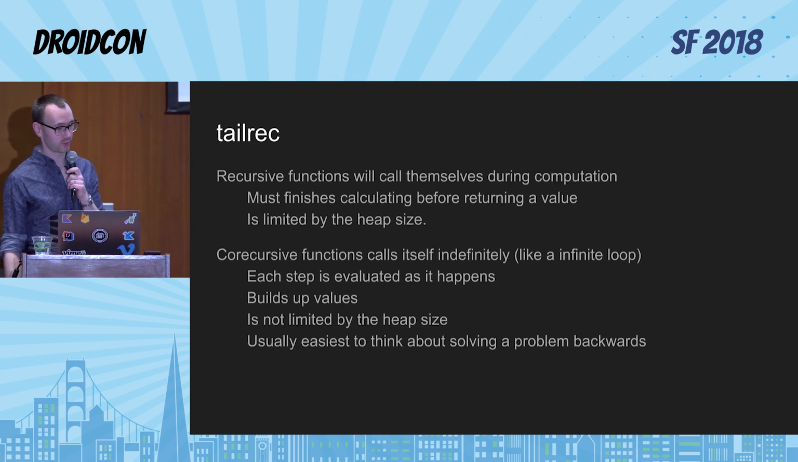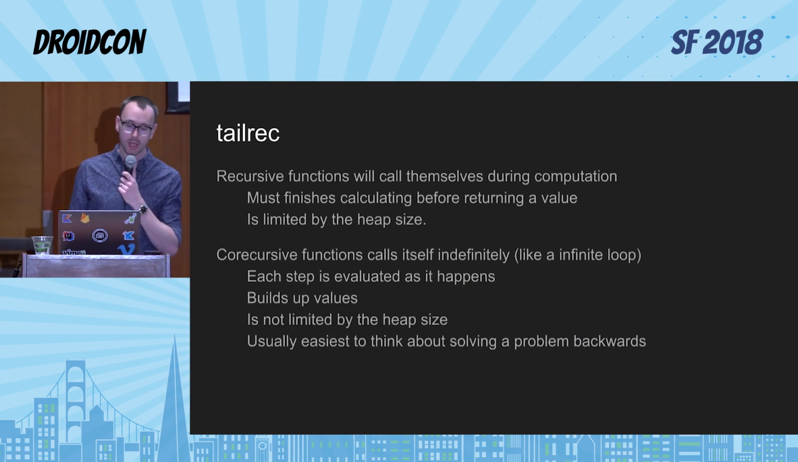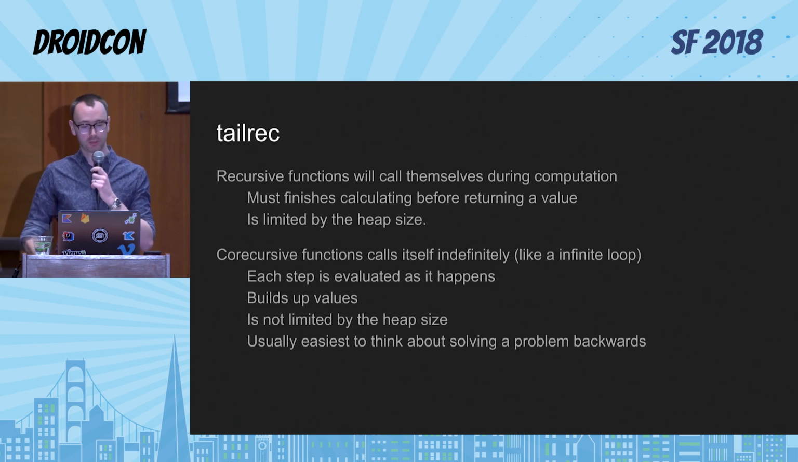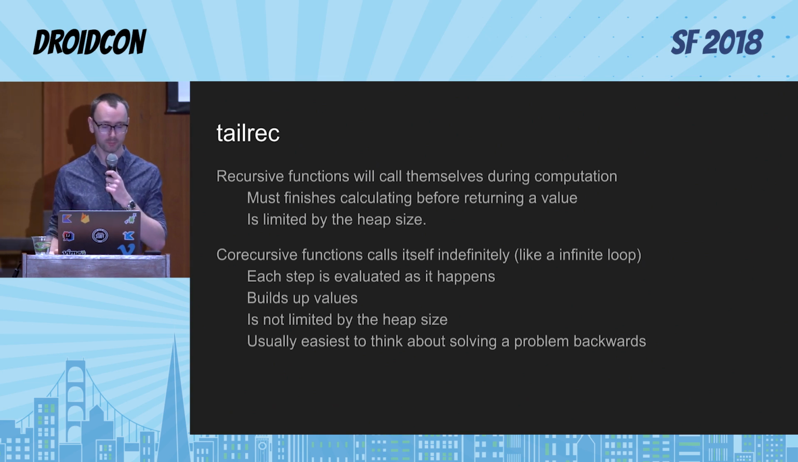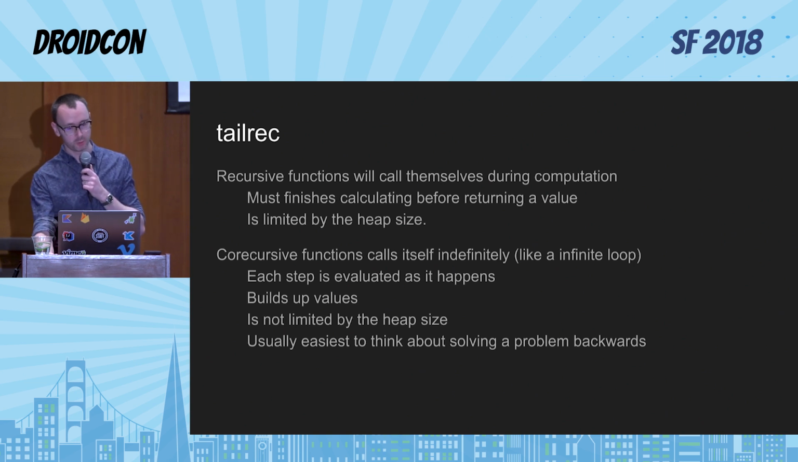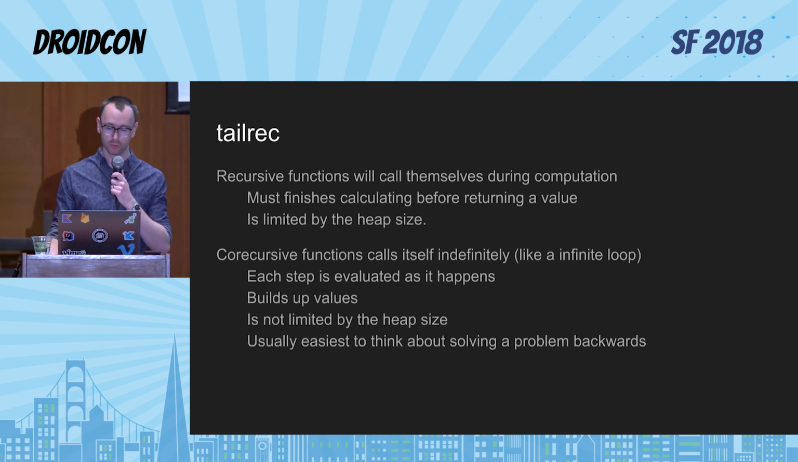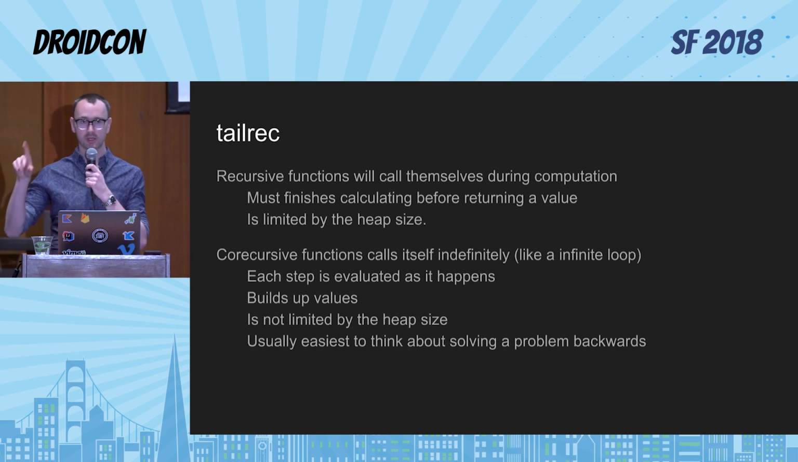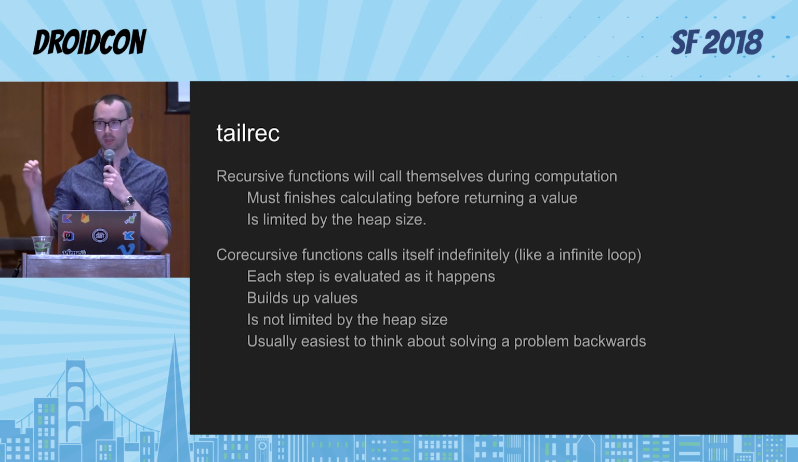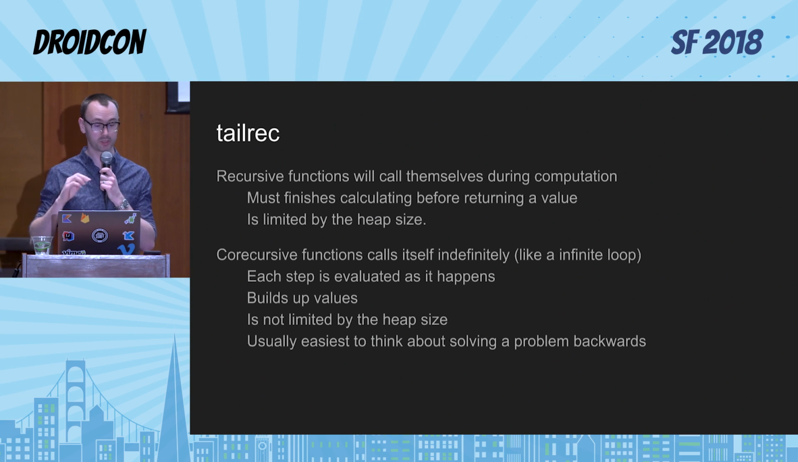Okay, so the difference between recursive and co-recursive. Recursive functions, you guys know this, call themselves repetitively. They have to finish calculating before you can return, and like I said, they're limited by the stack. Co-recursive functions are similar, but they have some extra rules. They call themselves indefinitely, like an infinite loop. Each step is evaluated at the time it happens. It has to build up a value that can be returned and has to have an exit clause once you can return that thing. And then these don't have to be limited by the stack size anymore.